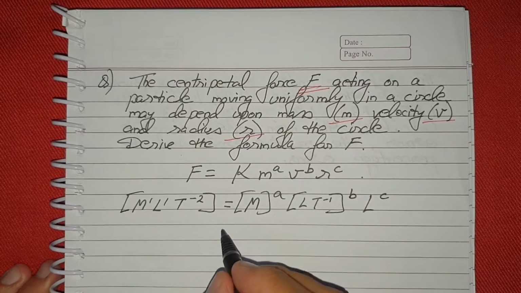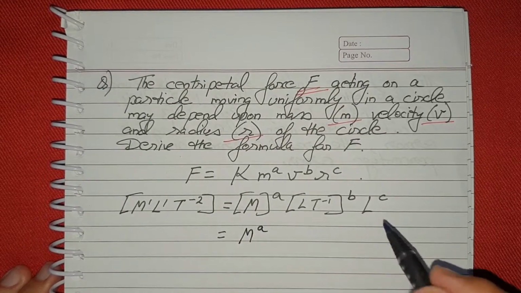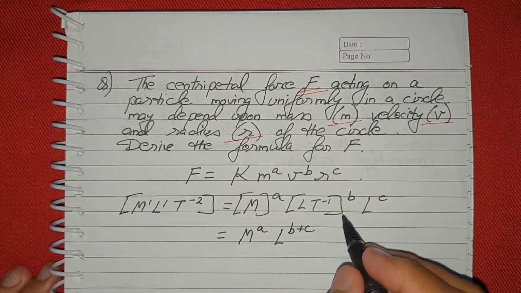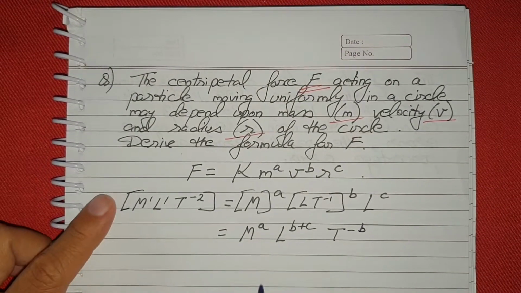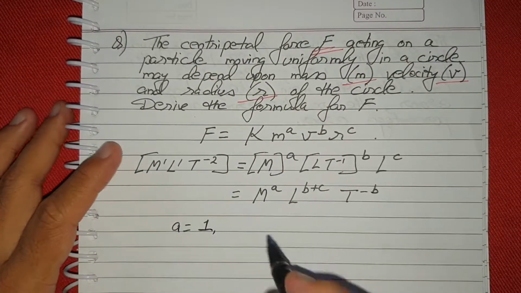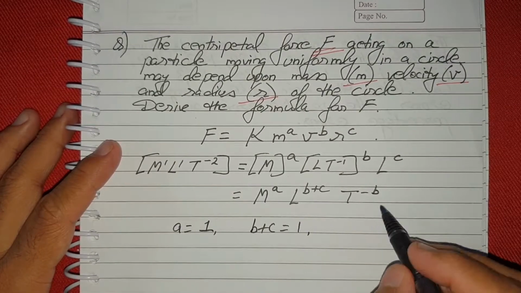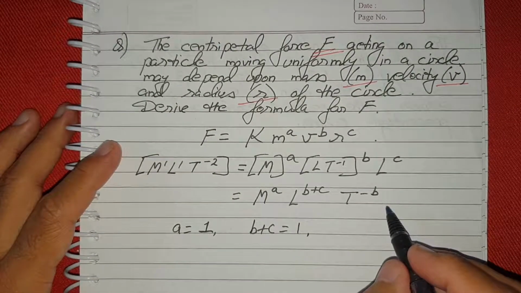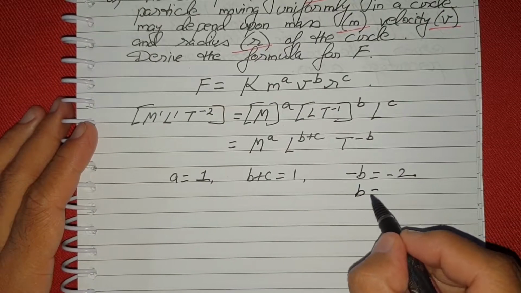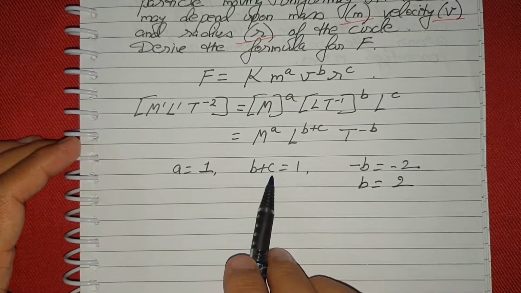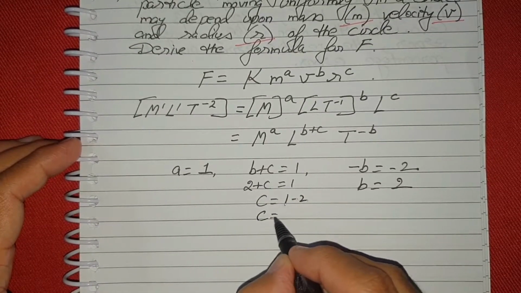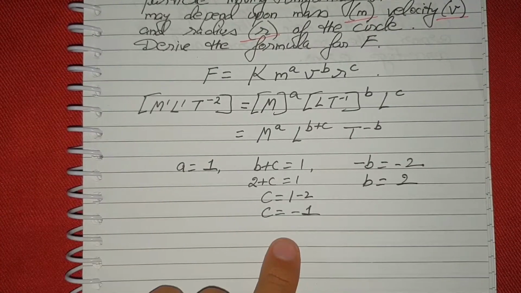Okay, solving this. This is M to the power a. This is L to the power b plus c. And this is T to the power minus b. Comparing with this, what is a? a is 1. b plus c is 1. And minus b equals minus 2. This implies b equals 2. Substitute in this. b is 2, b plus c is 1, so 2 plus c is 1. c is 1 minus 2, c is minus 1. a is 1, c is minus 1, b is 2.